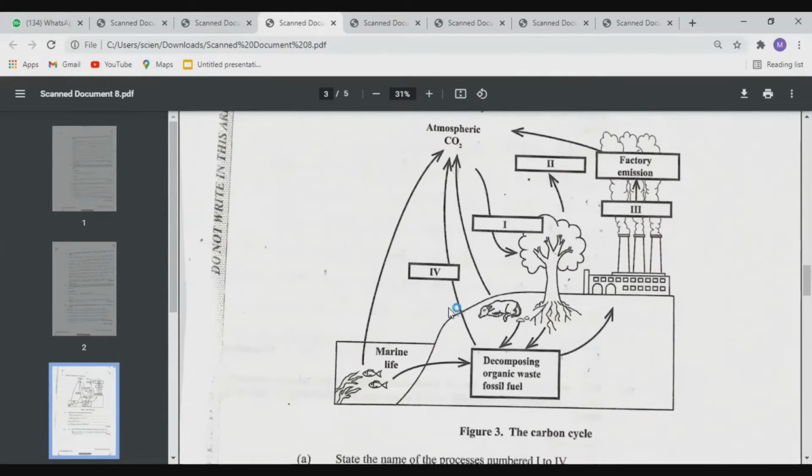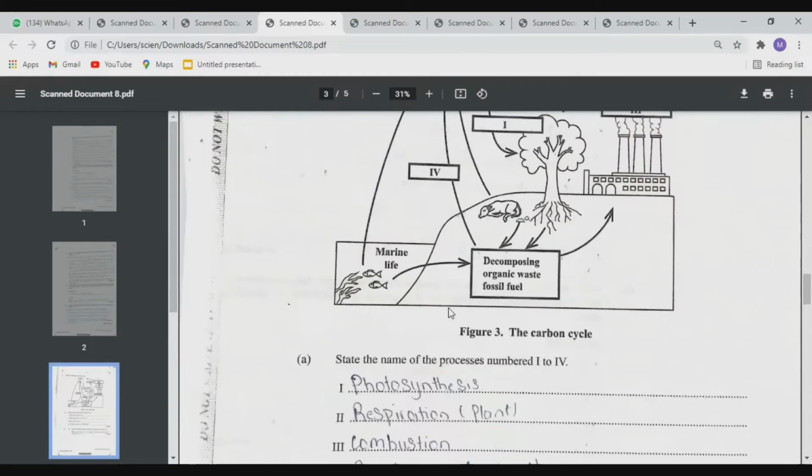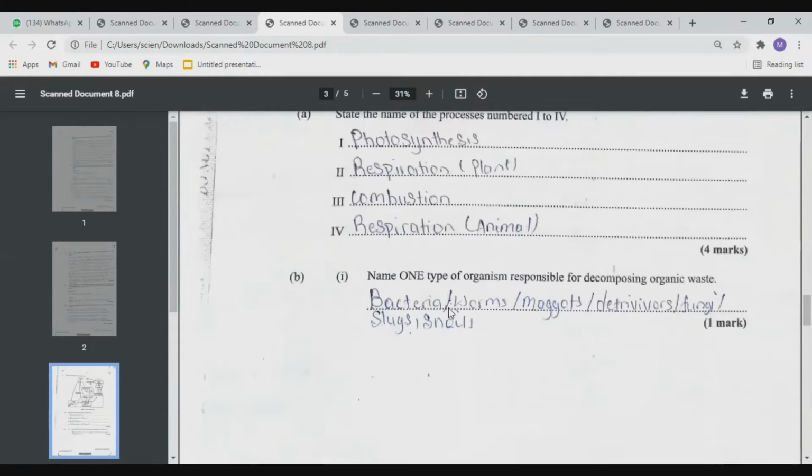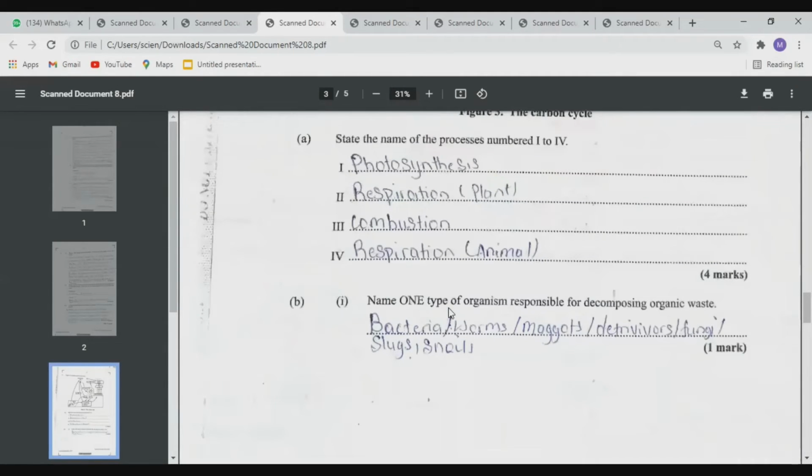So now B. Name one type of organism responsible for decomposing organic waste, and that organism is bacteria. Worms, maggots, detritivores, fungi, slugs, and snails also help to decompose waste, but what they're really looking for is bacteria.